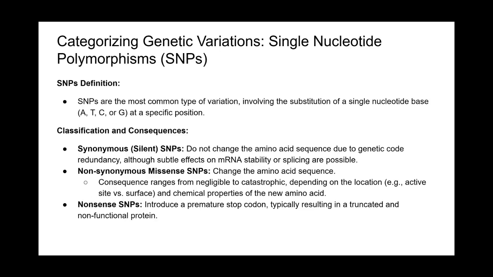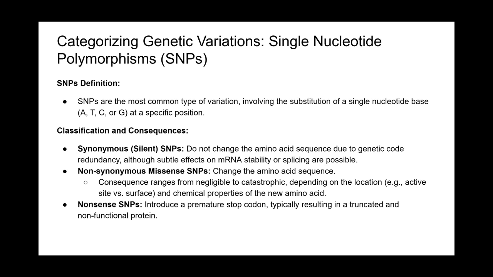The human genome is remarkably similar across individuals, but it is the small percentage of variation that accounts for the diversity of human traits, including drug response. These variations, or polymorphisms, exist in several forms, each with distinct potential consequences for protein function. Single nucleotide polymorphisms are the most common type of genetic variation. They occur when a single nucleotide base, either adenine, thymine, cytosine, or guanine, is substituted for another at a specific position within the genome.